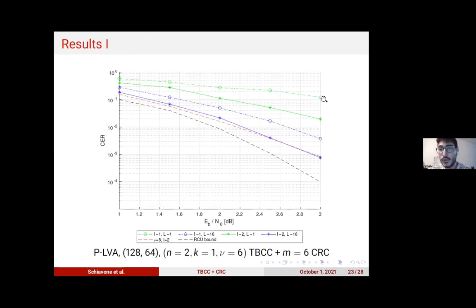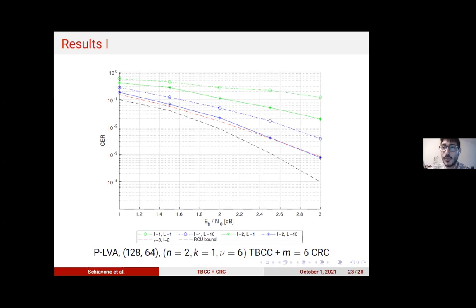As you can see, using WAVA plus the parallel list Viterbi algorithm lets us reach, with the same list, much better performance. We see here that the gain is important. Already with list 16, we obtain nearly the same performance as a tail-biting convolutional code of memory 8. Remember that memory increases the complexity of the decoder exponentially. So this is a really interesting result.